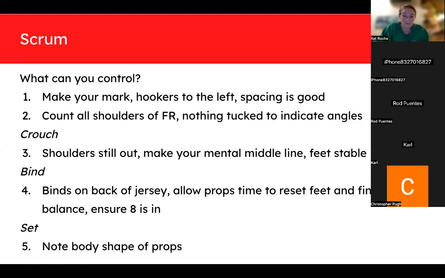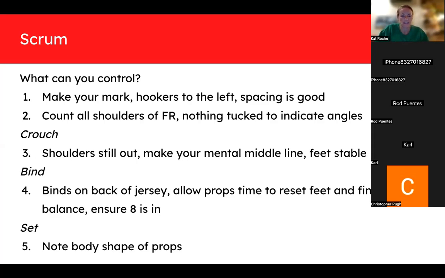Okay. So what I put out here is my mental checklist when I go through a scrum. This is how my brain works, making the mark. All right, are my hookers to the left? Do I have good spacing?